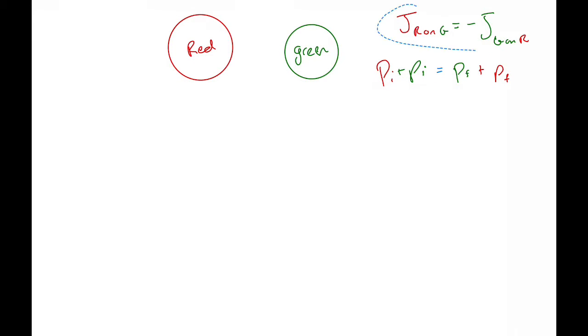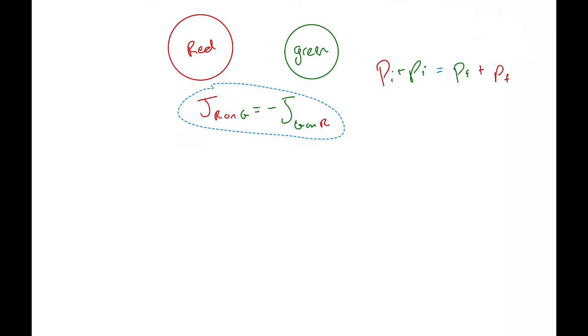Okay, so what we'll do is start with these impulses, and we'll write out the details of what an impulse is. An impulse is a force of red on green, and it's going to be equal and opposite to the force of green on red. How do we know this? That's Newton's third law. Every action has an equal and opposite reaction.